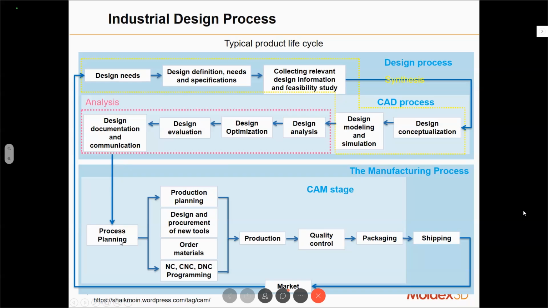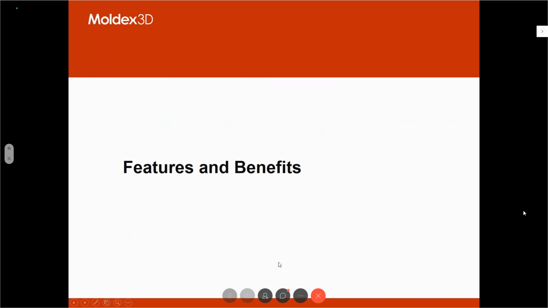We plan the production process, we design and procure new tools, we order the materials, and then do NC, CNC, or DNC programming. Then we produce it. After checking the quality, if the quality is okay, we package it and ship it to the market.